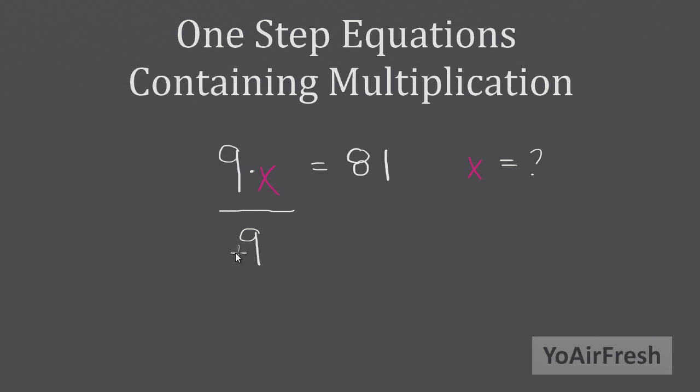And whatever we do to this side, we have to do to this side. So we're dividing both sides by 9. Again, this cancels out here and leaves us with x equals, what's 81 divided by 9? That's a 9. So x equals 9 is the answer. If you wanted to check your work, do 9 times the 9 that we just got. 9 times 9 does in fact equal 81.